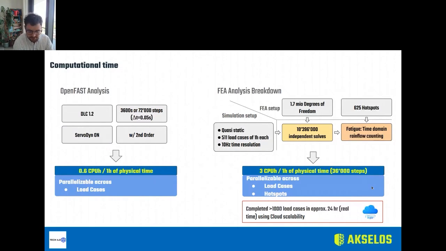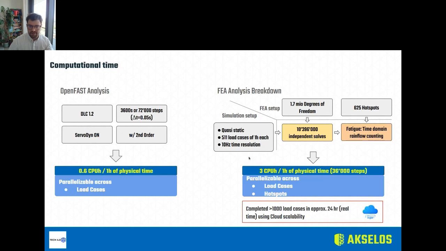A key aspect that I want to address here is the computational footprint and the computational usage of the ILSA toolchain, and what it means for users of the ILSA toolchain. So what we know from experience is that a typical OpenFAST analysis, so say a DLC 1.2, considering a time step of 0.05 seconds, which equates to 72,000 steps for an hour of physical time, and where we turn on SlowDyn and we include second-order waves, this amounts to approximately 0.6 CPU hours for 1 hour physical time.